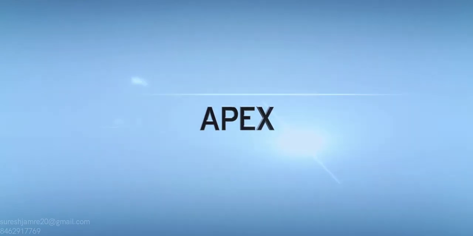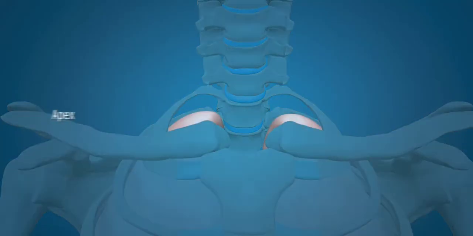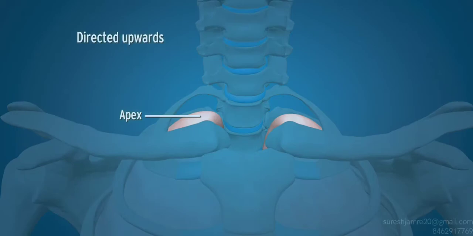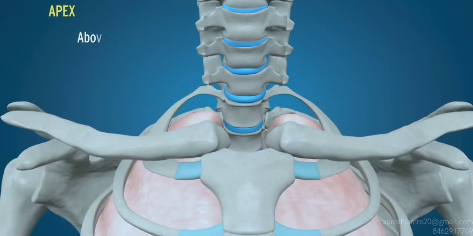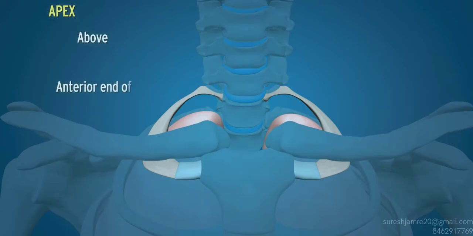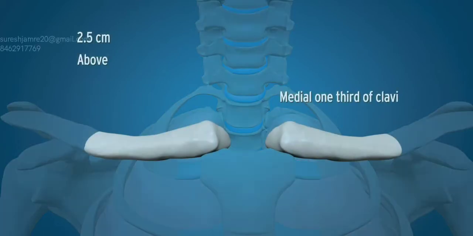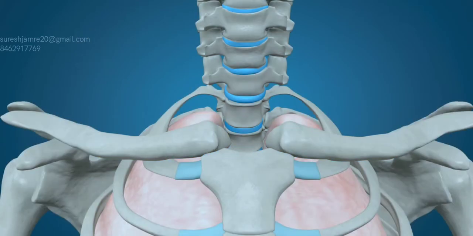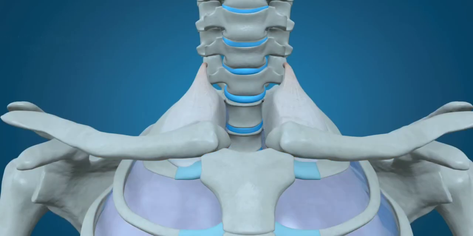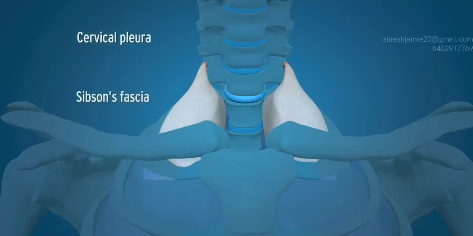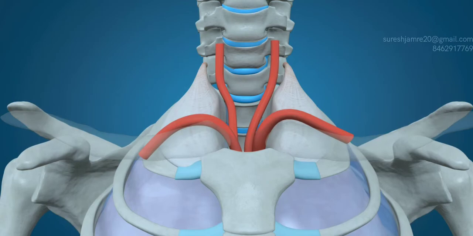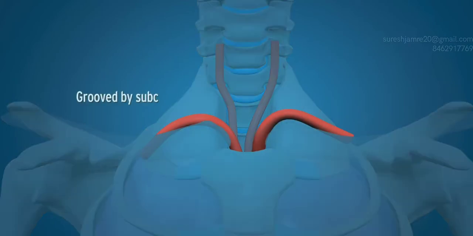Apex. Apex is directed upwards. It lies above the level of anterior end of first rib, but below the level of its neck. It is about 2.5 centimeters above the medial 1/3 of clavicle. It is covered by cervical pleura and further by Sibson's fascia. Medially, apex is grooved by subclavian artery.